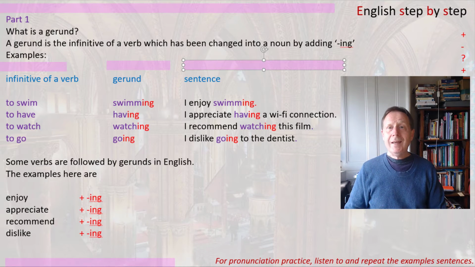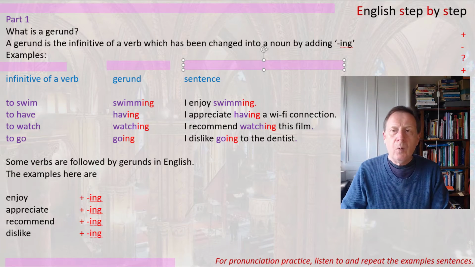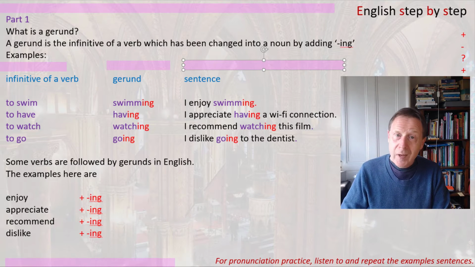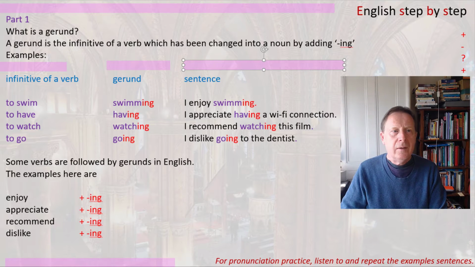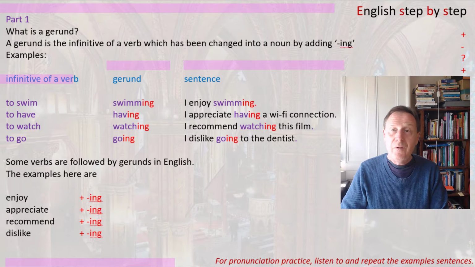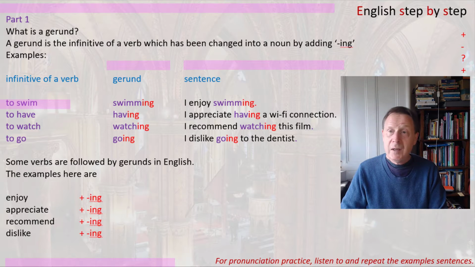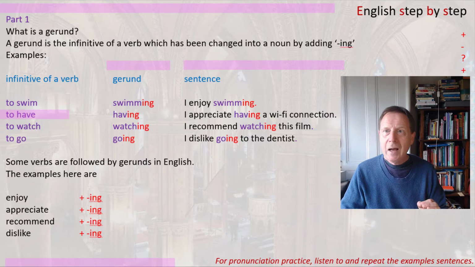So the first question is, what is a gerund? Well, a gerund is the infinitive of a verb which has been changed into a noun by adding ing. So let's remind ourselves of what an infinitive is. The infinitive of the verb. For example, to swim. So that's the infinitive from which we have all the tenses. I swim, I swam, I have swum, etc. The infinitive is the basic form of the verb. For example, to swim, to have, to watch, to go.